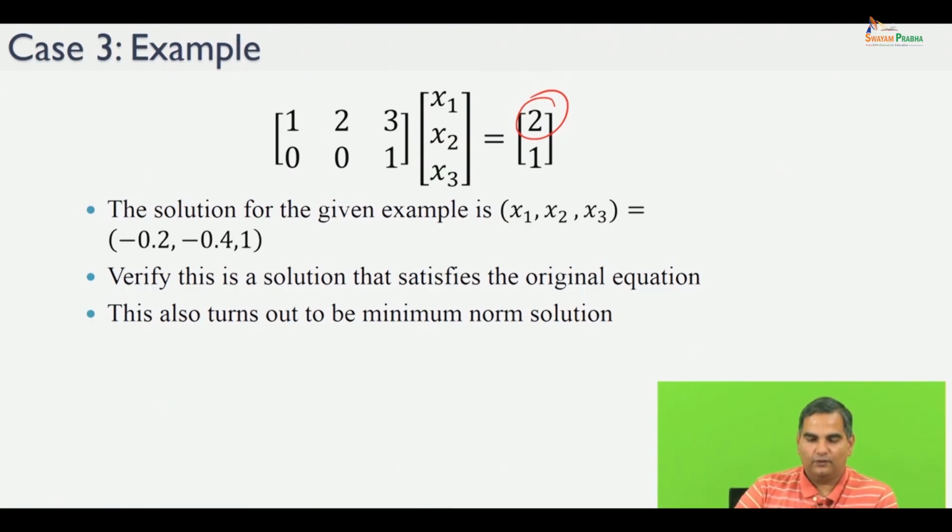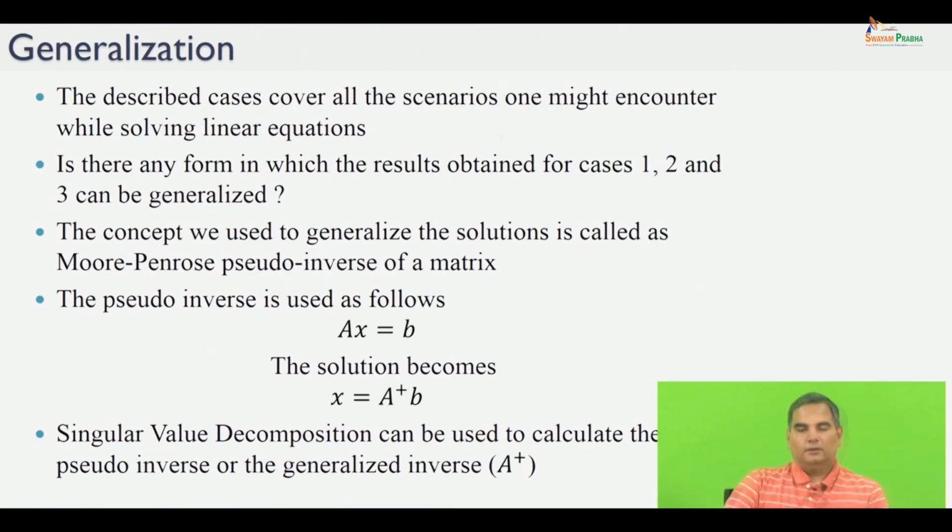So the solution that we found satisfies the original equation, and this also turns out to be the minimum norm solution as we discussed. So when we have a set of linear equations, we basically said that there are 3 cases that one needs to look at. One case is where the number of equations and variables are the same, m equal to n. The second case is where the number of equations is a lot more than the number of variables, m greater than n. And the third case was when the number of equations is less than the number of variables, m less than n.